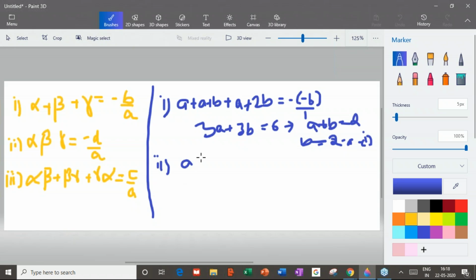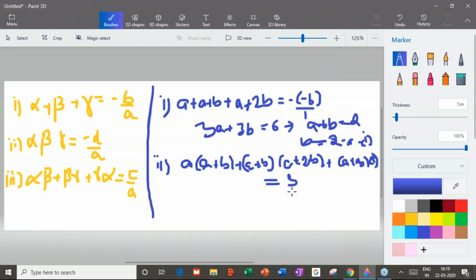2 minus a. Now I'm taking the third one. What will that be? a into a plus b, plus a plus b into a plus 2b, plus a plus 2b into a, is equal to c by a. Correct? So c is what? c is 3, 3 by 1, or nothing but 3. So now solve this second equation.